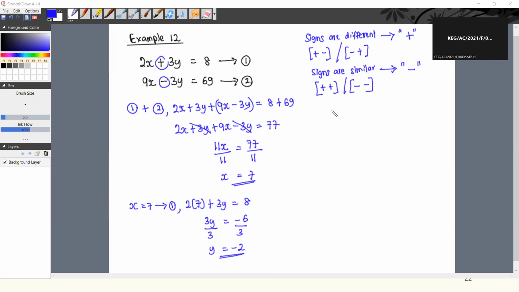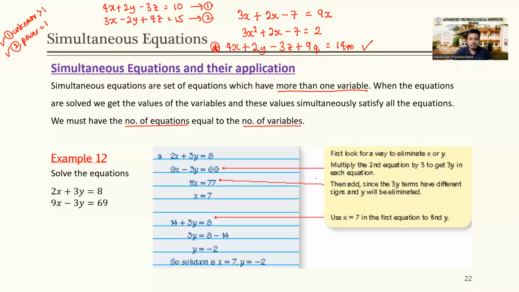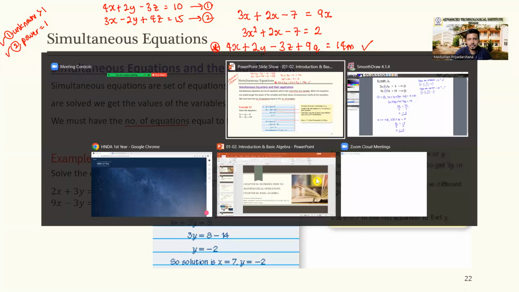Yes, sir. Right. Okay. So example number 12, I have given you the answer here, in the lecture note itself. Right. So this is the way we are doing it.